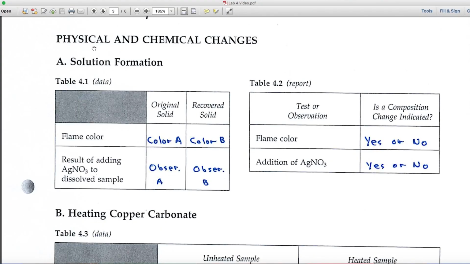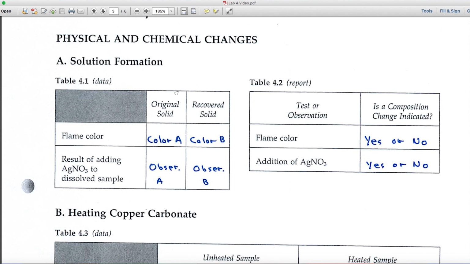So with each of these parts of the experiment, we'll be trying to decide if a change in composition has occurred. In solution formation, you have an original material, and then you have a recovered material. And you'll compare the properties of those two. If it looks to you, when you compare their properties, that they're the same, then you'd conclude there's no change in composition and it was a physical change. If it looks to you like the properties of the original and the recovered are different, then a chemical change will have occurred.